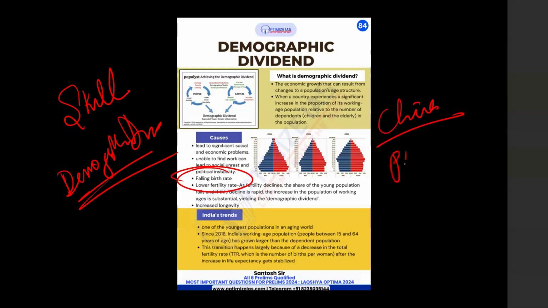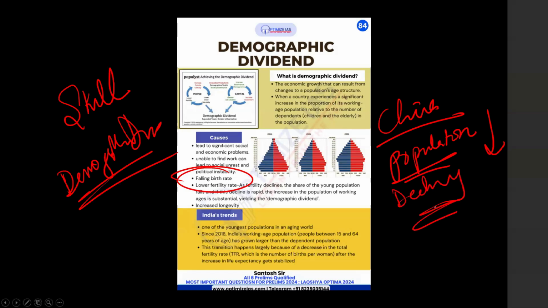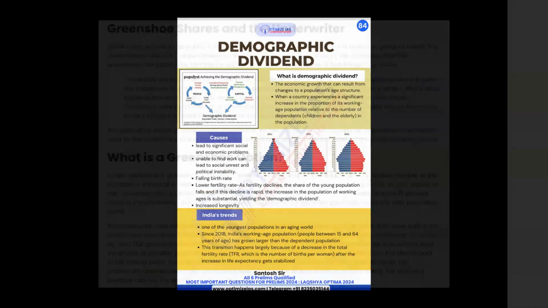Guys, China's population is in negative decline. Let me tell you, China's population is in negative decline for the next 2 consecutive years. China's population has already started declining, guys. Very important, so they may ask a question on this.